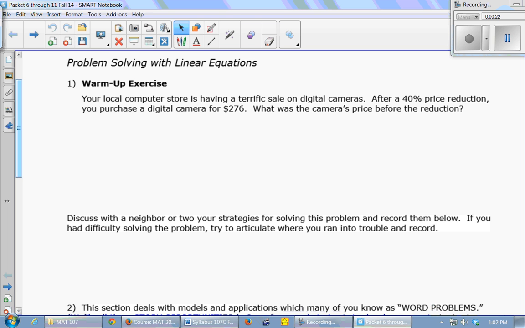So I'm going to have you start with this little warm-up exercise. It says your local computer store is having a terrific sale on digital cameras. After a 40% price reduction, you purchase a digital camera for $276. What was the camera's original price before the reduction? Do a little work, discuss with your table mates, and then we'll discuss together after.